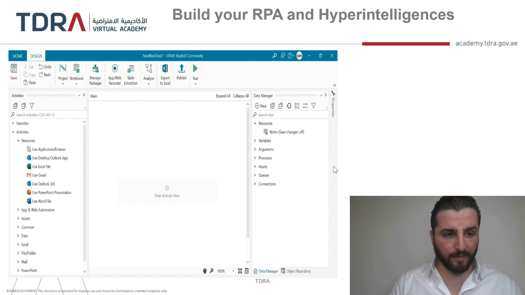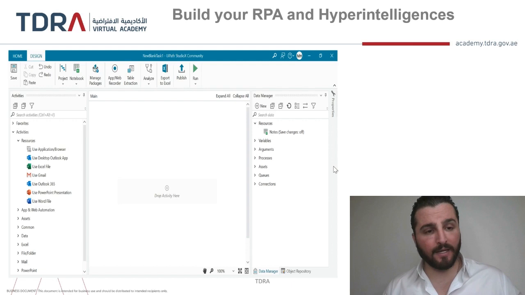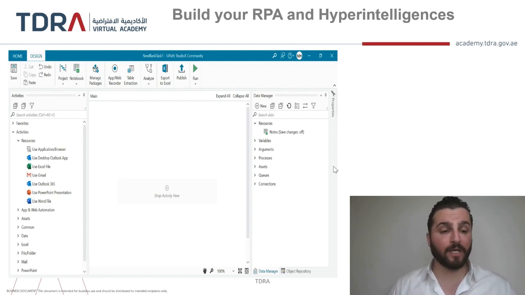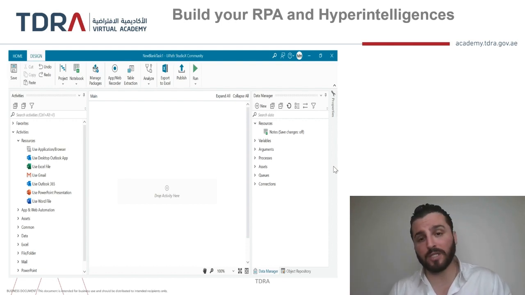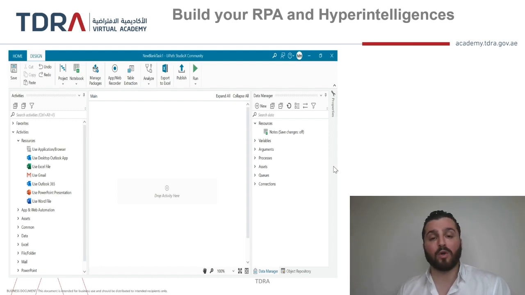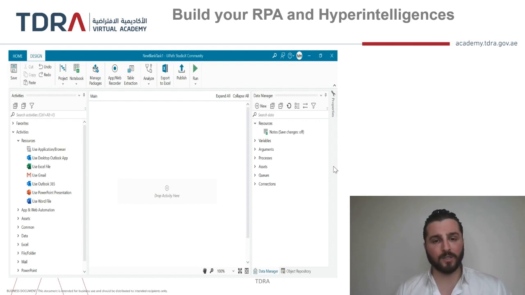On the left side we can see the activities bar, where we can see all kinds of resources and activities that can be automated in terms of data, Excel, assets, PowerPoints, mails, files and folders, applications, platforms, user browsers, and so on. On the right hand, we have what we call the data manager, where we can change certain attributes and the process assets, queues, and connections in general.